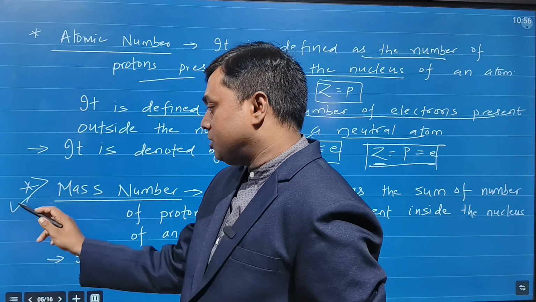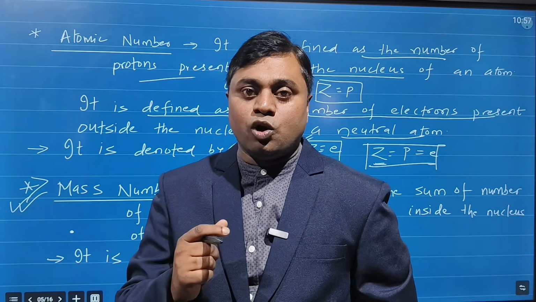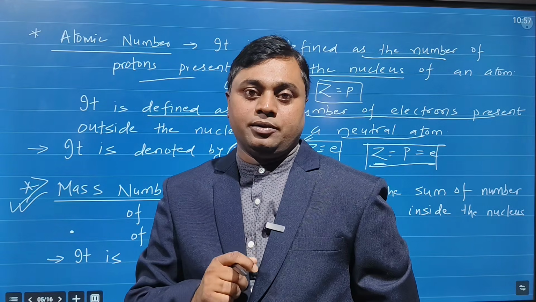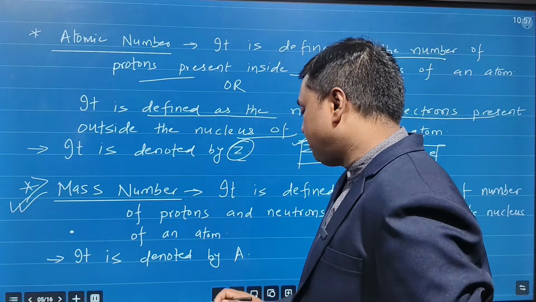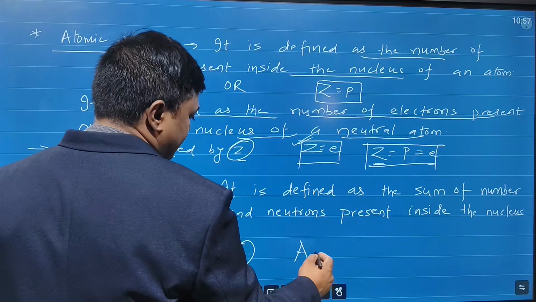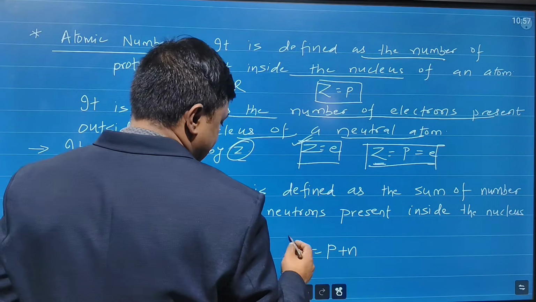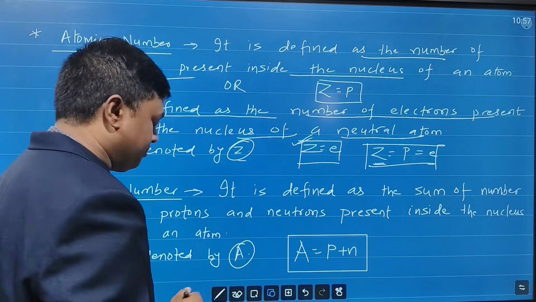Let's talk about the mass number. When we talk about mass number, it is the sum of protons and neutrons present inside the nucleus of an atom, and it is denoted by capital A. So how can we write the mass number? Capital A is equal to protons plus neutrons present inside the nucleus of an atom. Yes or no?